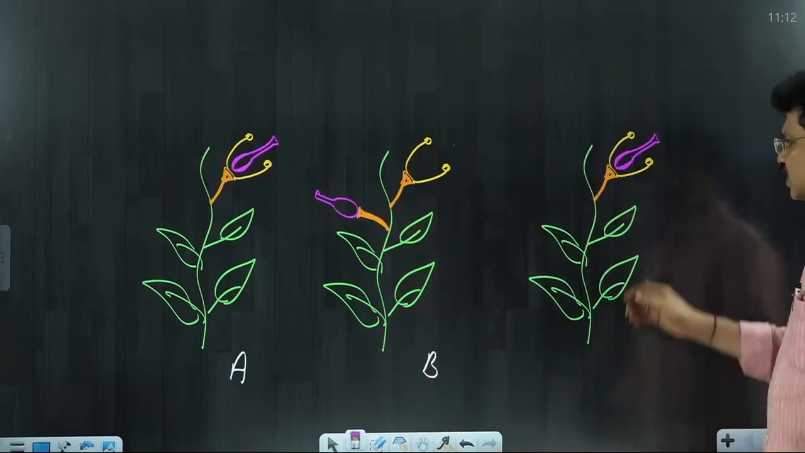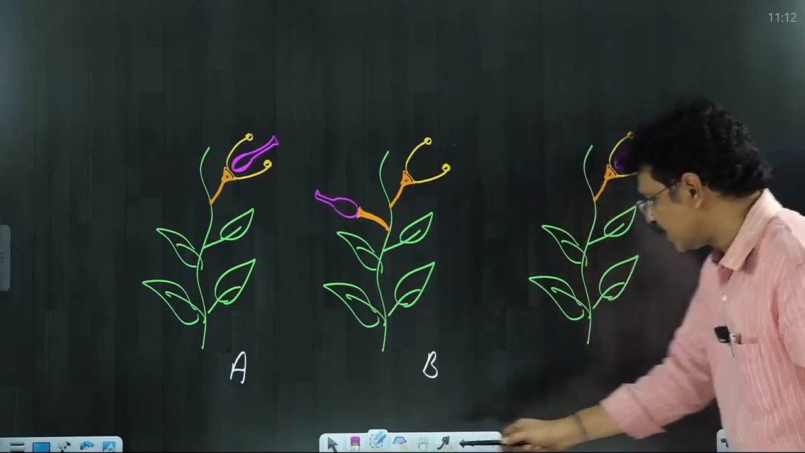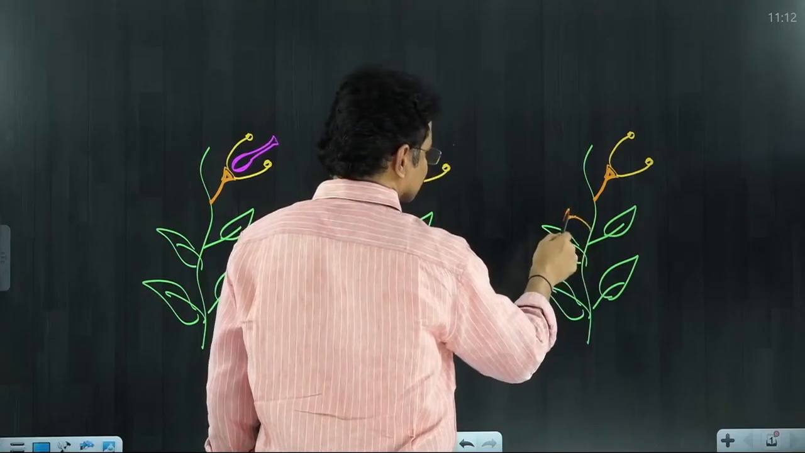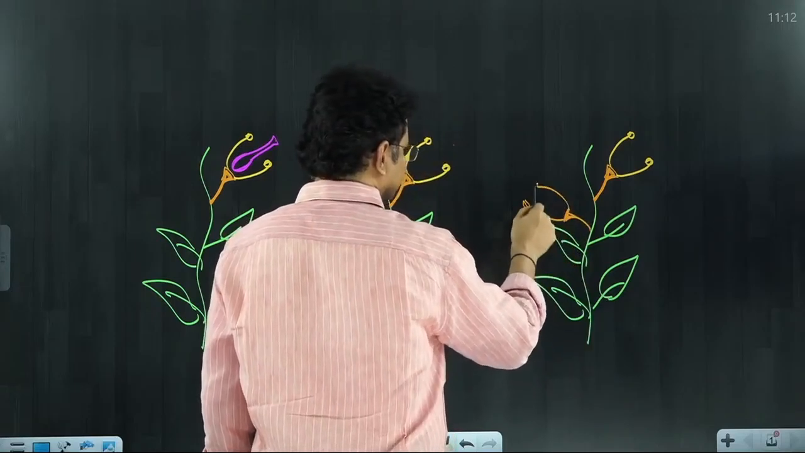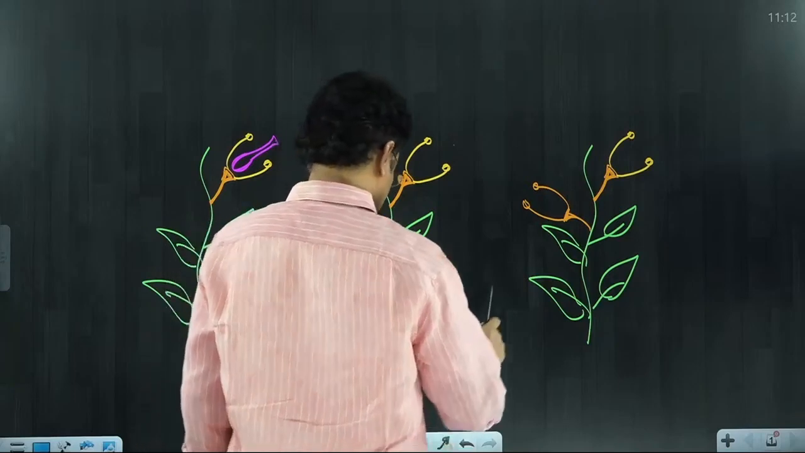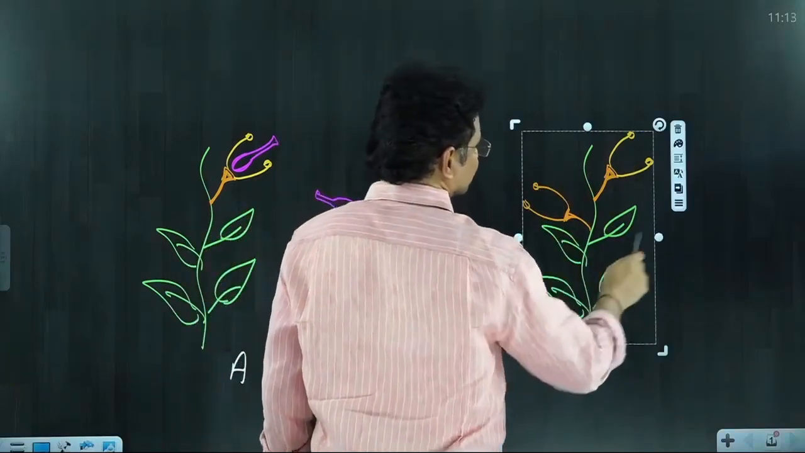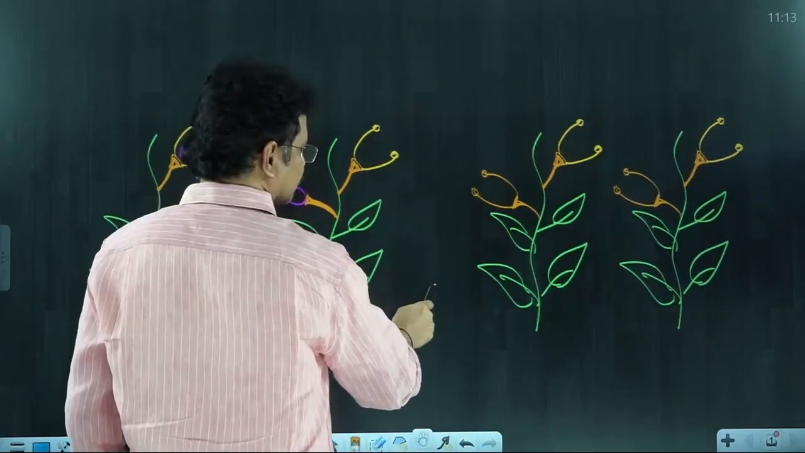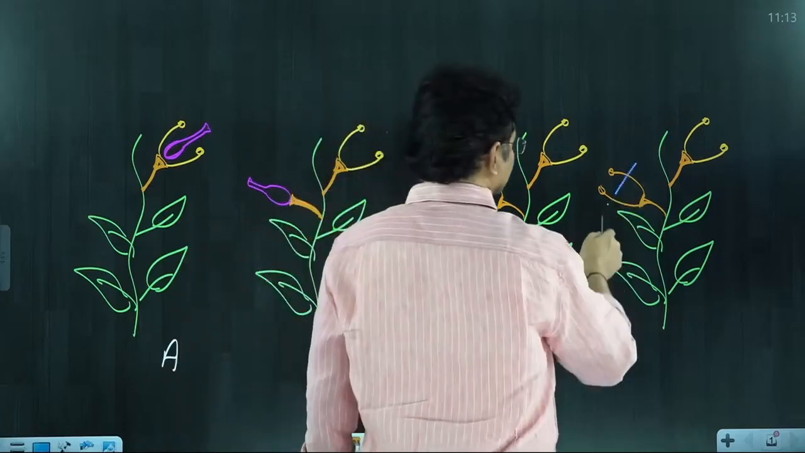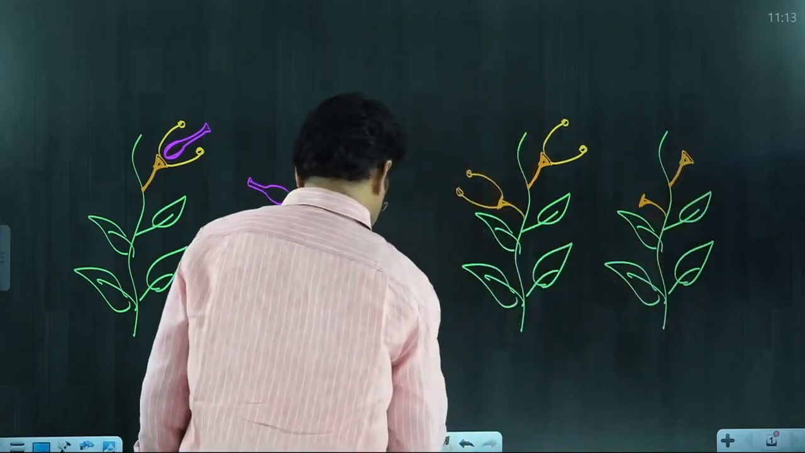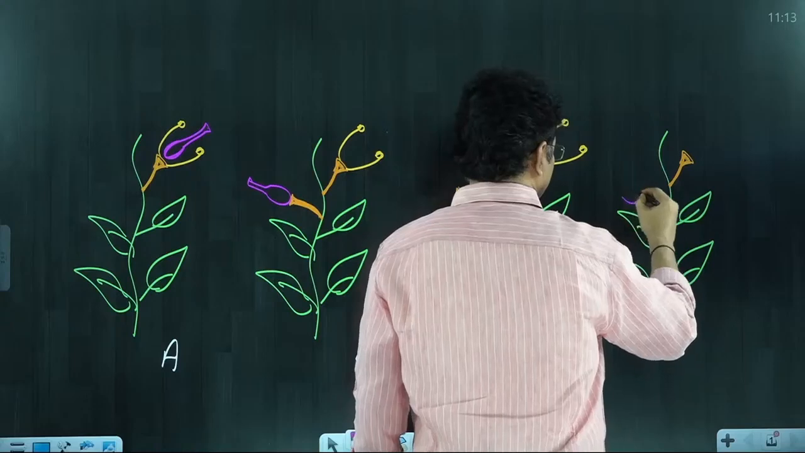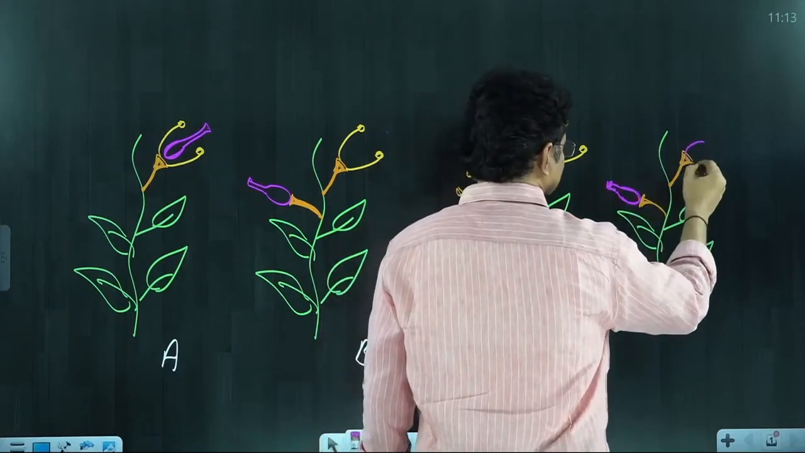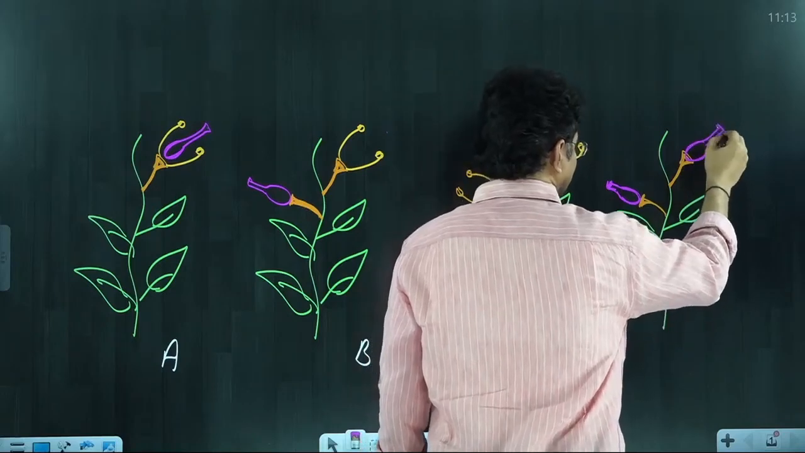Unisexual flowers. Next, whereas in plant C, all the flowers are the same kind. All the flowers are the same kind. Carpels, ovaries, style and stigma.